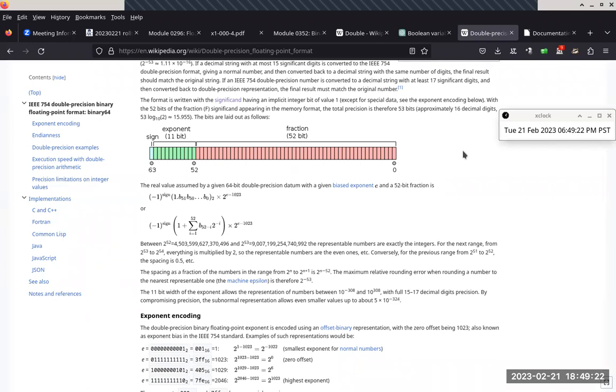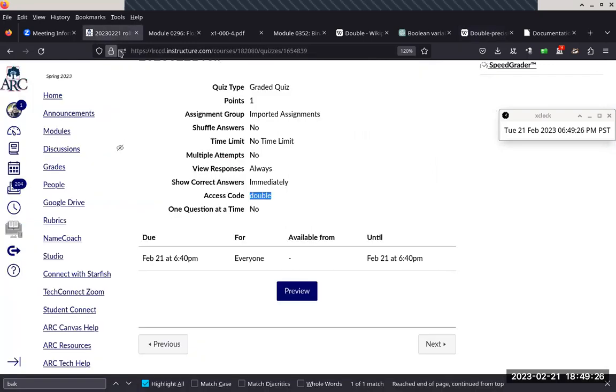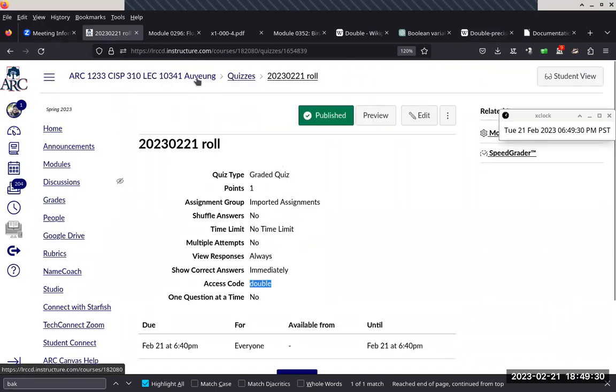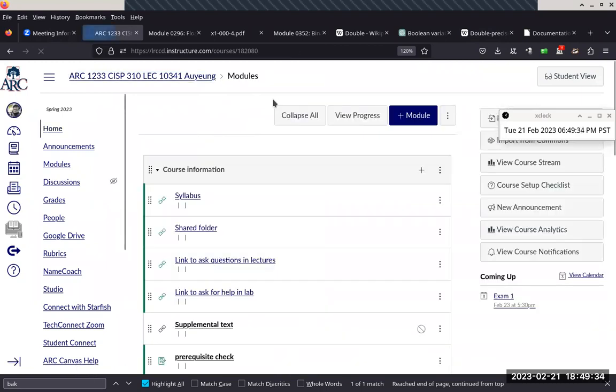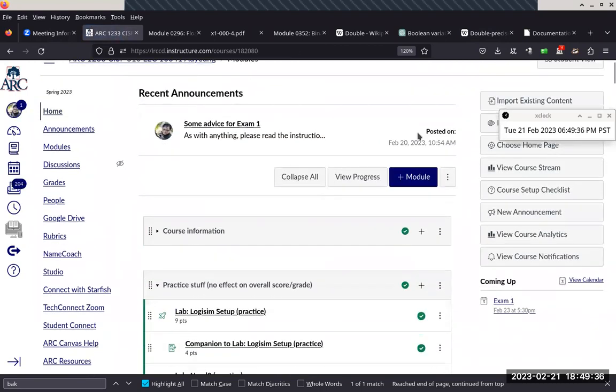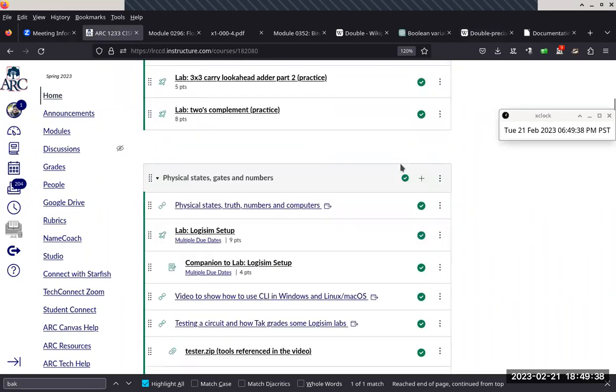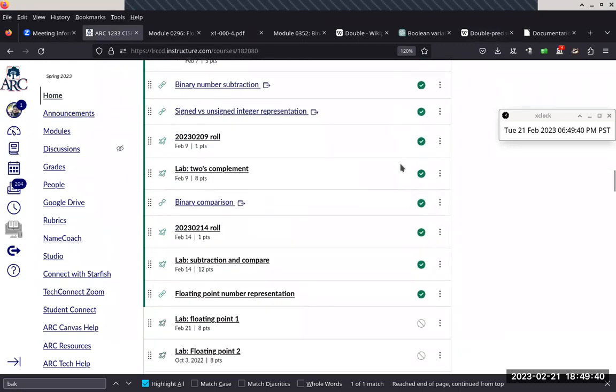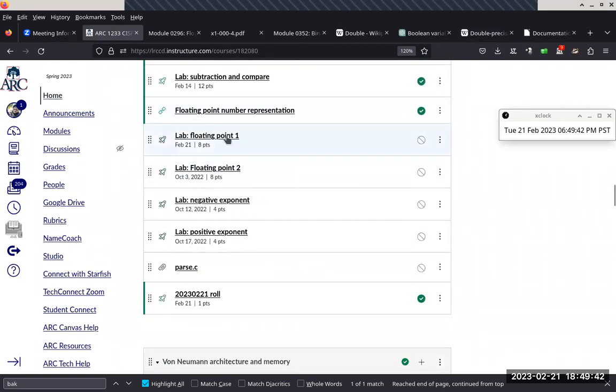I will give you the lab access code because we do have a lab tonight. And you might want to get your calculator ready. If you don't have a calculator, it's okay. You can use spreadsheet, you can use Google Sheet, you can use Excel, you can use all those tools. But you do need something to help you do some calculation.